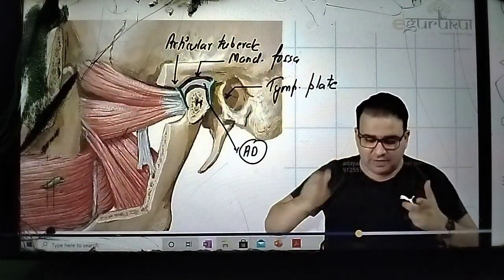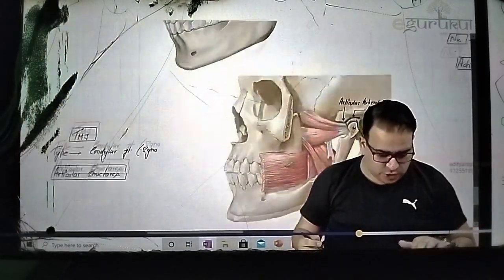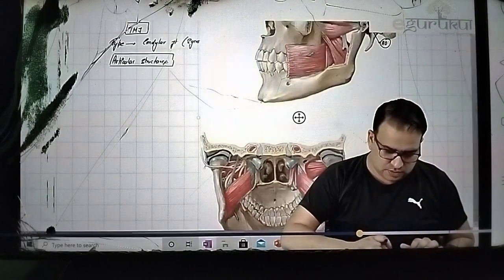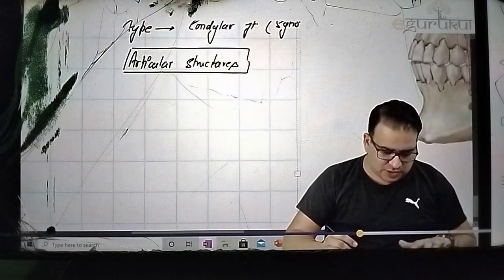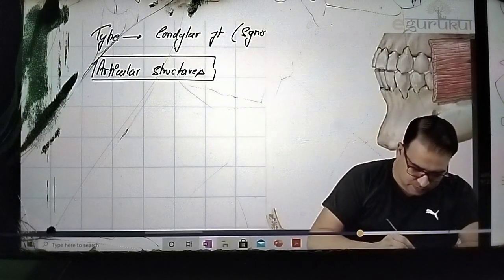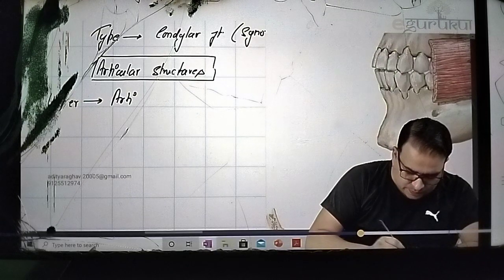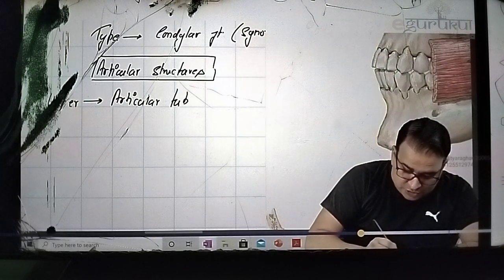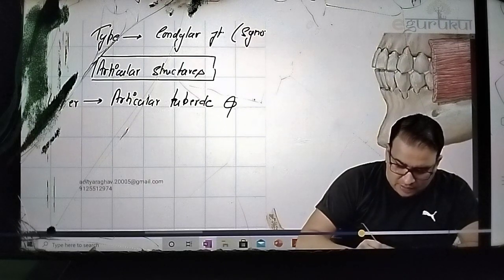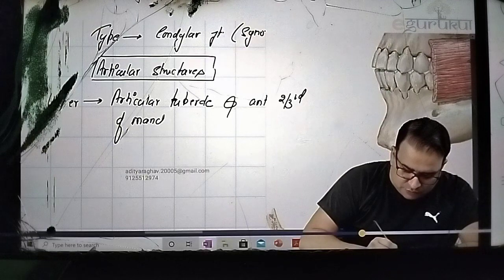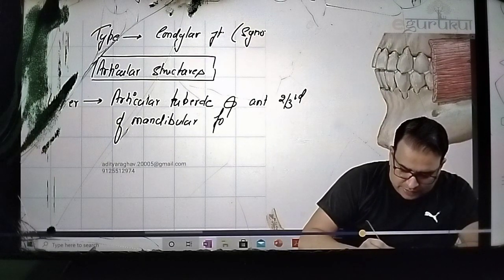Let's first talk about this part here and then we'll talk about the support. So as I said, the temporomandibular joint is a condylar joint. When I write about the articular surfaces, the upper articular surface is the articular tubercle. Do mention it, it's very important. You will understand why it is so important. Articular tubercle and anterior two-third of mandibular fossa.